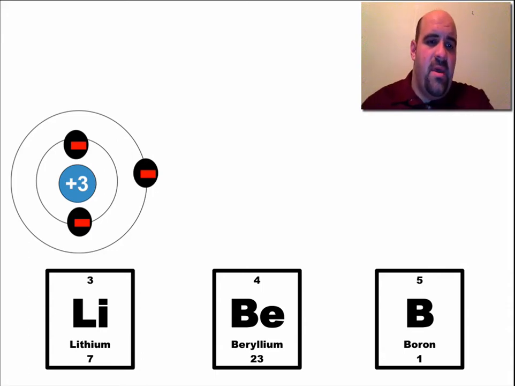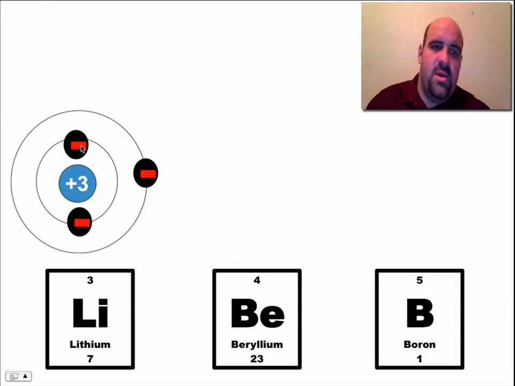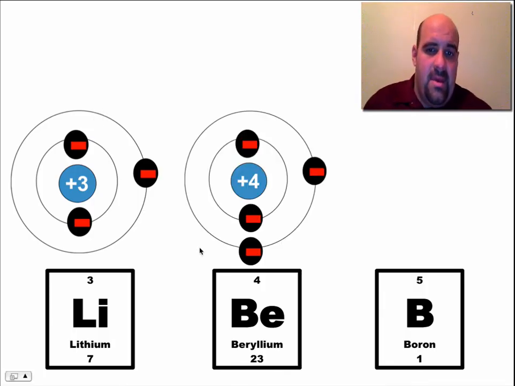Lithium, number 3 on the periodic table: 3 electrons, 3 protons in the nucleus, a +3 charge. 2 electrons in the first energy level, 1 in the second. Now beryllium is going to have 4 total electrons, so it's going to have the same configuration as lithium, but there's going to be 1 extra electron in this second ring. And that's exactly what we see, a +4 and 2 electrons here.